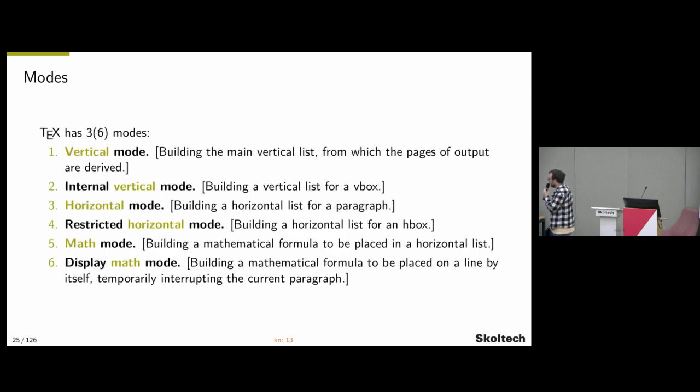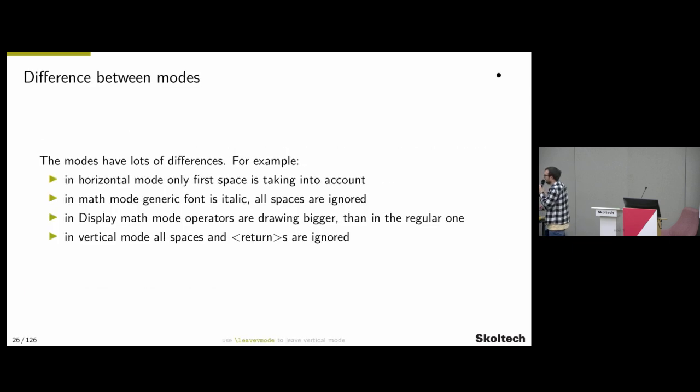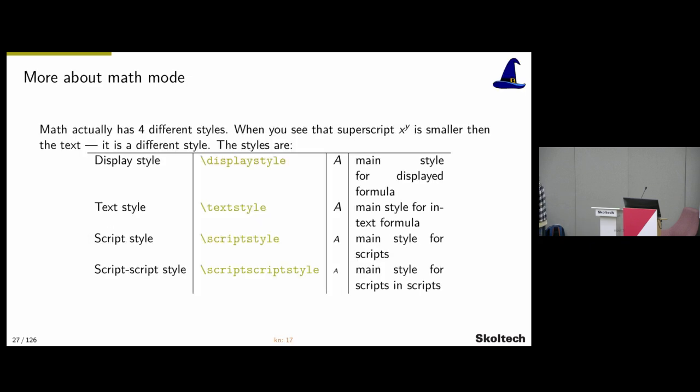Okay, about internal vertical and restricted horizontal mode, I don't want to tell you. About display mode and math mode, you see this difference between $1$ and $$2$$. They are different. They have a smaller difference, but still they have some. Okay, there is some difference between modes that I've already told you, and there are some differences with styles that you can see, but we will not discuss them in detail.